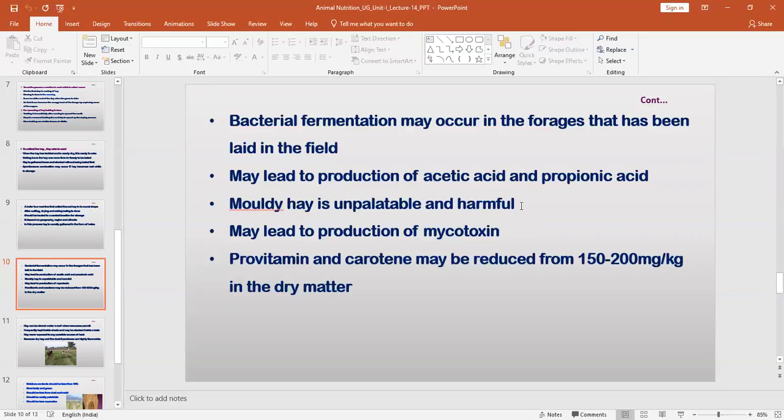Once mold or fungal growth happens in this conservation process, it spoils the complete fodder crop, and production of mycotoxin may occur, which will be very harmful for the livestock. And even through livestock products consumed by human beings, that toxin may also be transferred to human beings. So we should avoid feeding moldy hay.